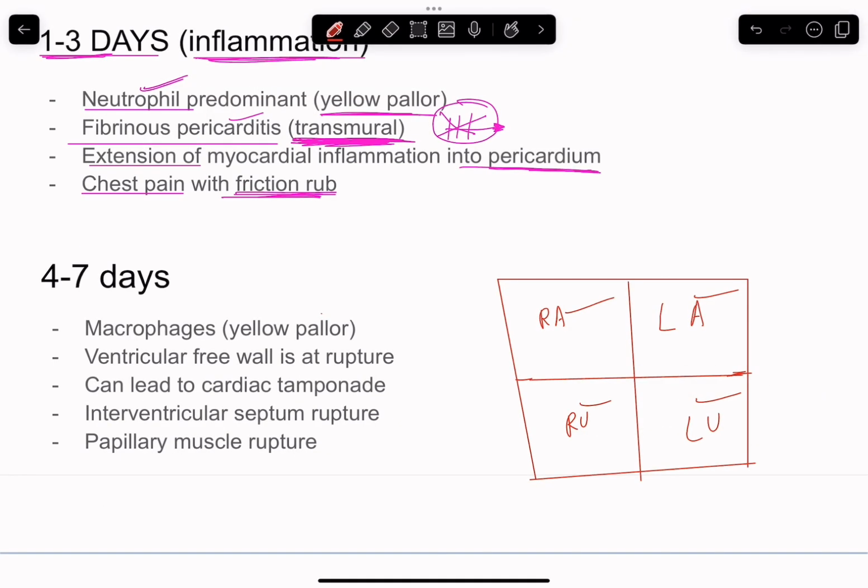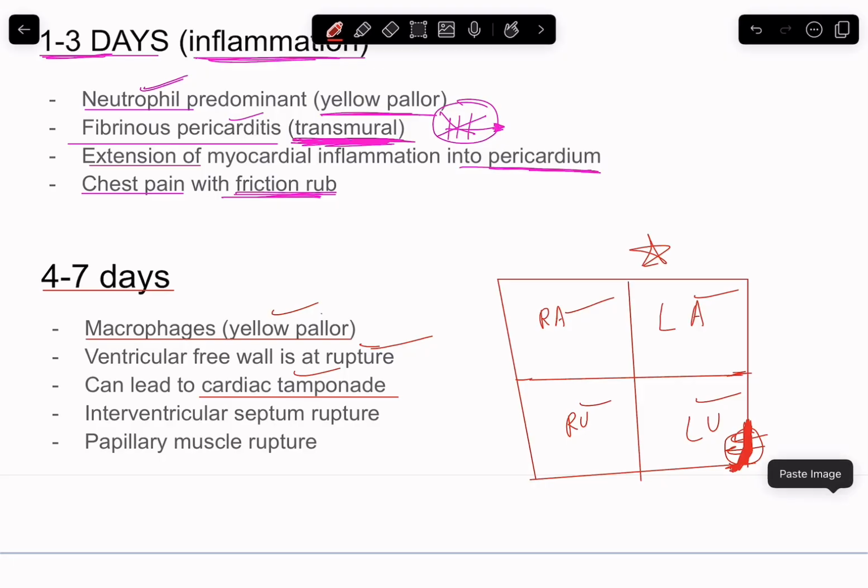Now let's see what happens during the 4 to 7 days. After neutrophils, macrophages are the second responders to your inflammation. So macrophage predominance will be there. It will again show yellow pallor. The patient is at risk for ventricular free wall rupture, which can lead to cardiac tamponade. Now let's discuss it here in this figure. So let's say your left ventricular wall was the one which got infarcted, and there is transmural ischemia. All the cardiac myocytes here are dead.